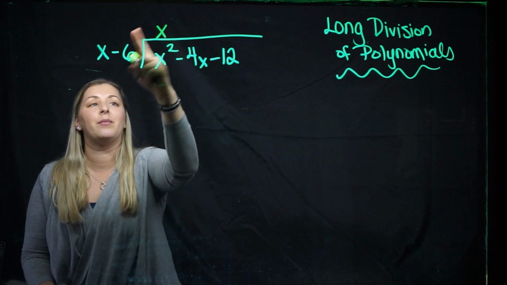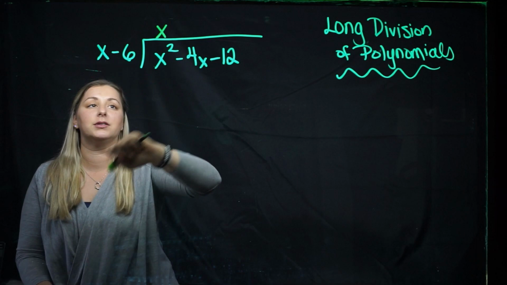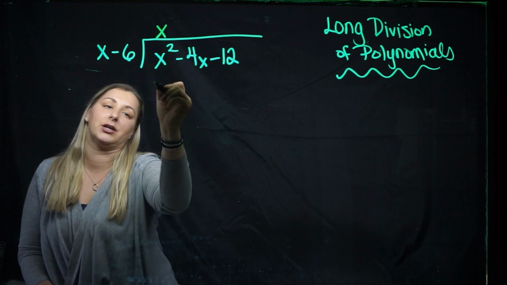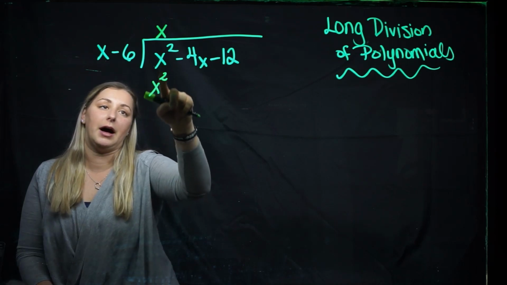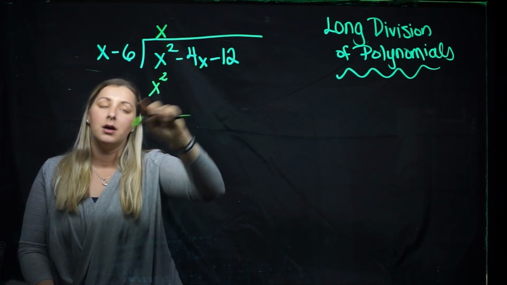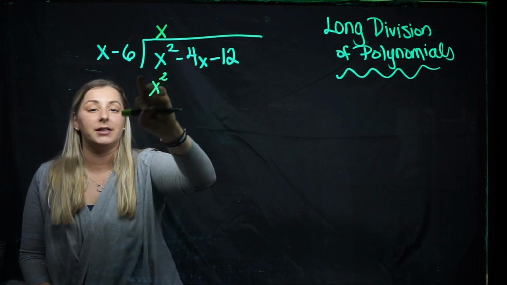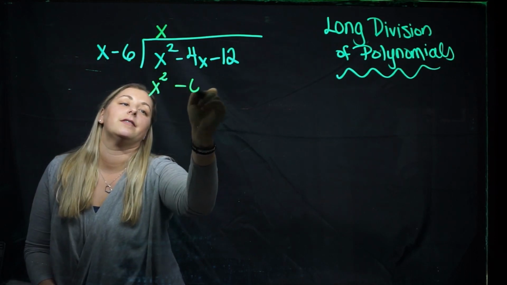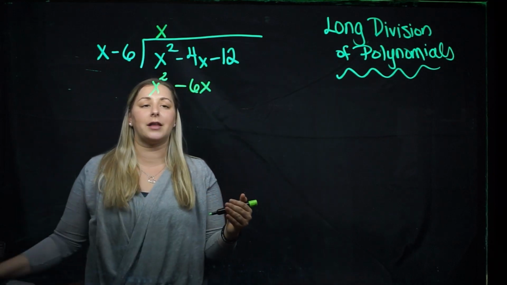Now what you're going to do is back multiply. So you're going to multiply what you put on the top by everything else on the outside. So x times x is x squared. You want to line it up directly underneath the same degree term. So we've got x times x is x squared, and x times negative 6, taking the sign with it, is negative 6x. Now after you back multiply, you always subtract the next step.